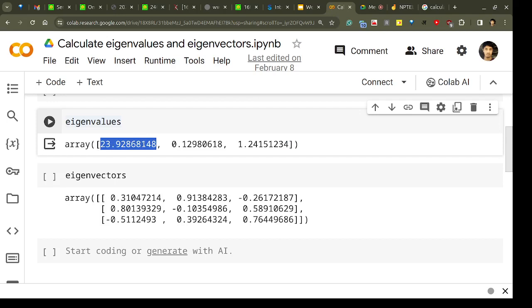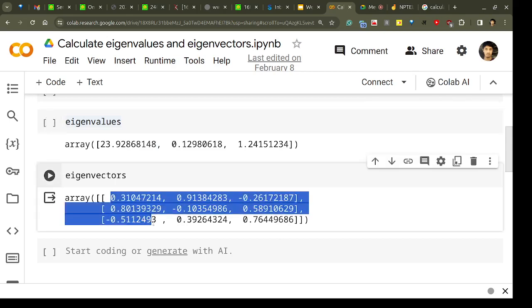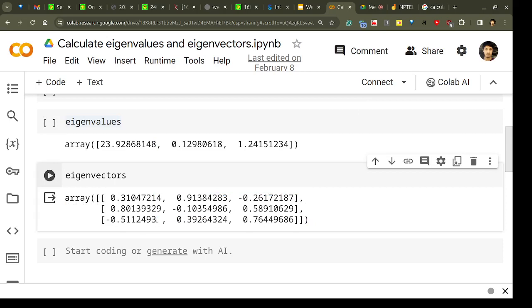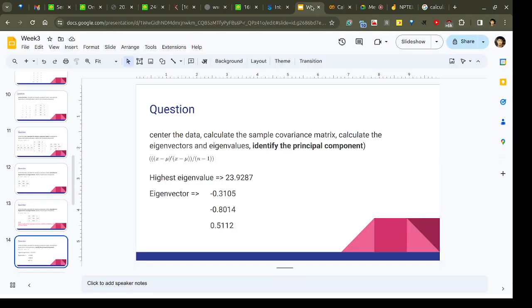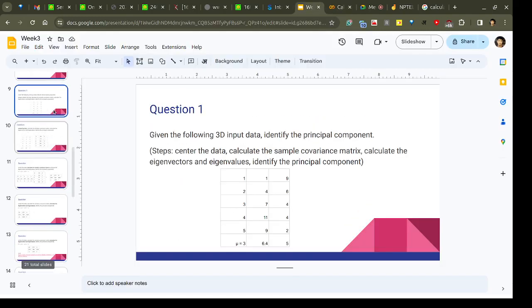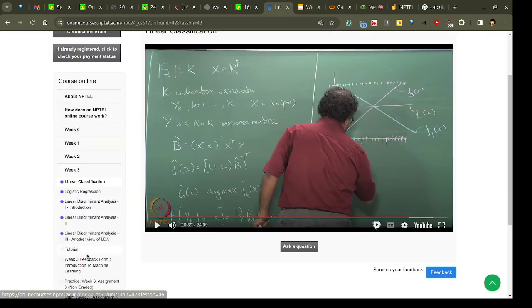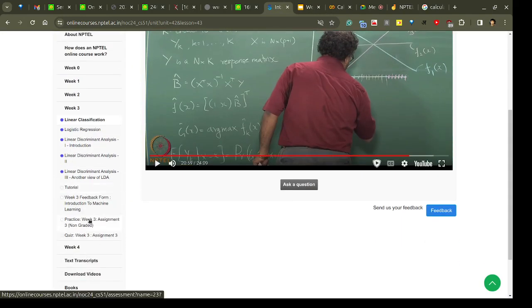And so the corresponding eigenvector is the principal component. So here what are the eigenvector values? 0.3104, 0.80 and minus 0.5112. Okay, so these are the eigenvector. So in the options, if we go here in the options, that particular option is not there.